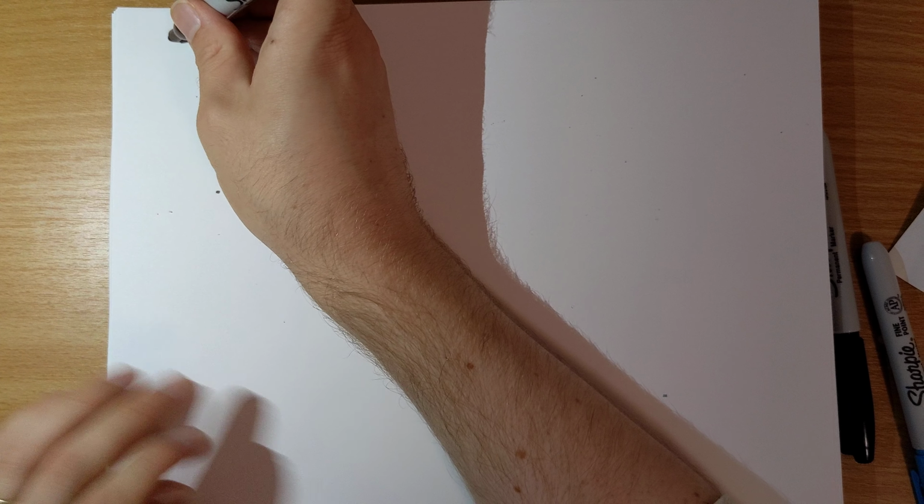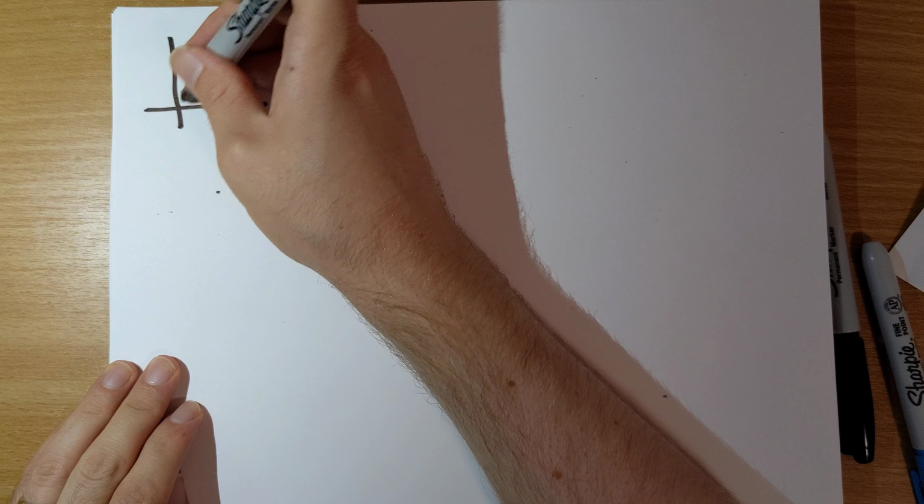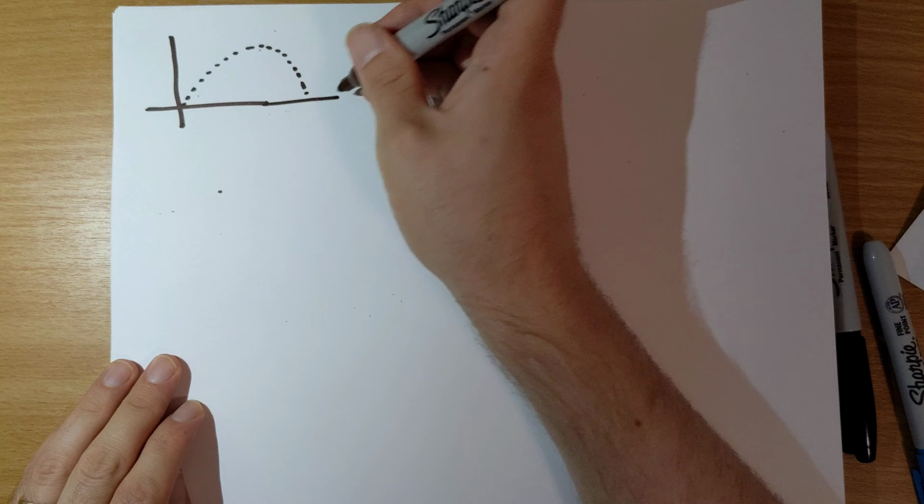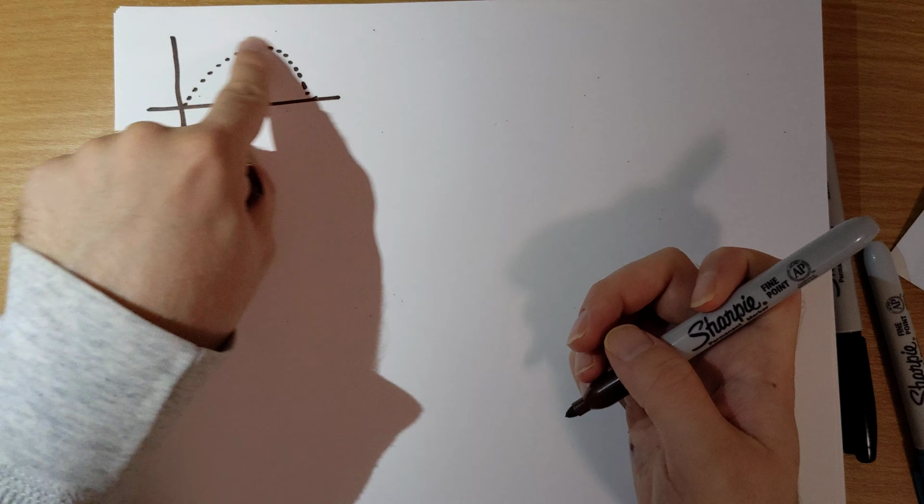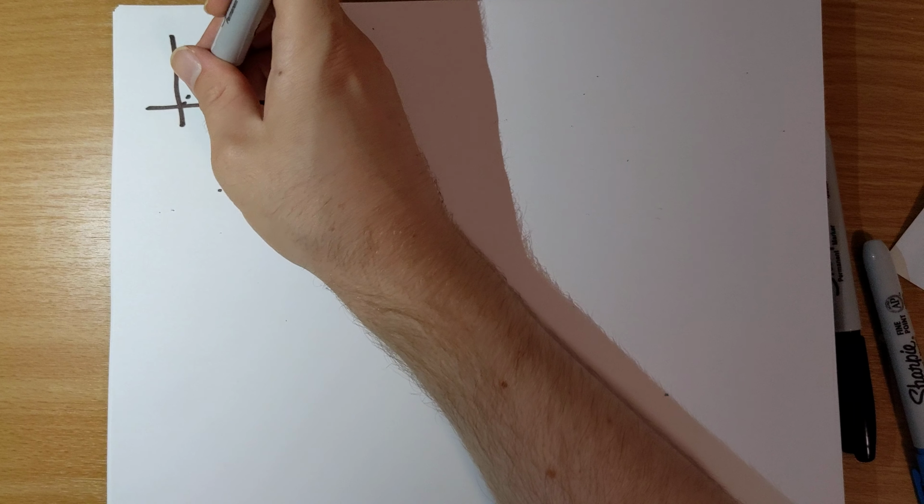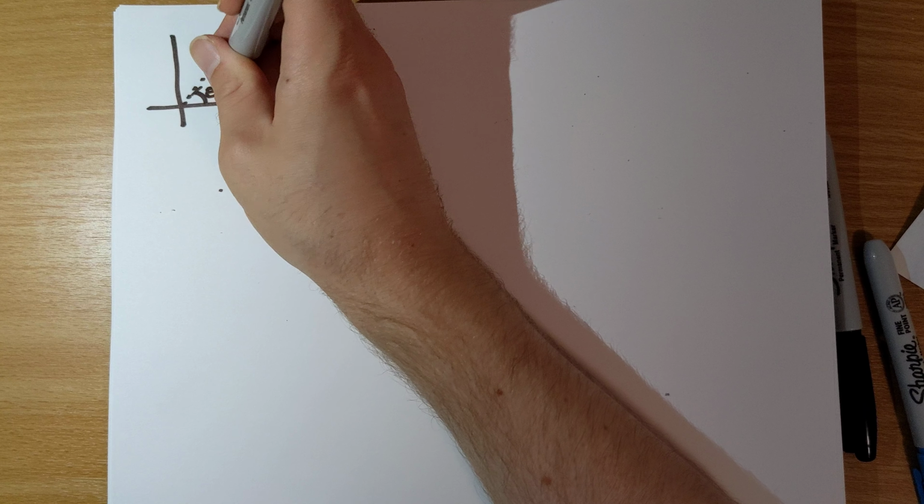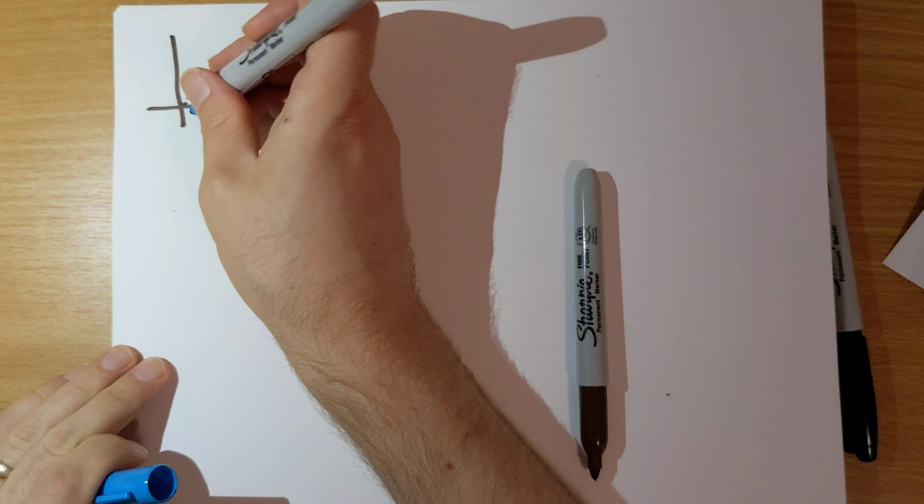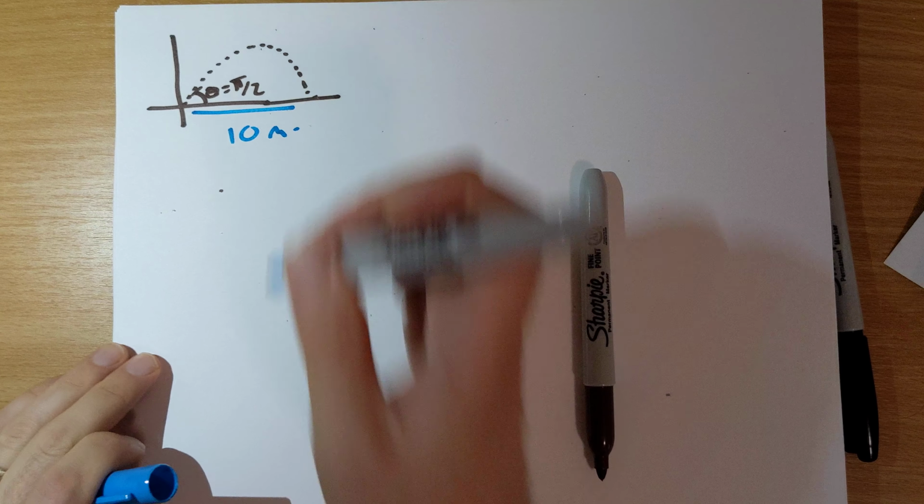So the picture that we should have is this. This is what happens, where this angle theta is pi over 4 radians and our golf ball lands 10 meters away.